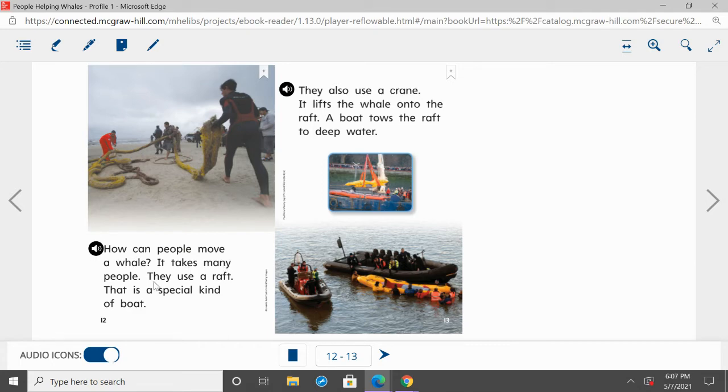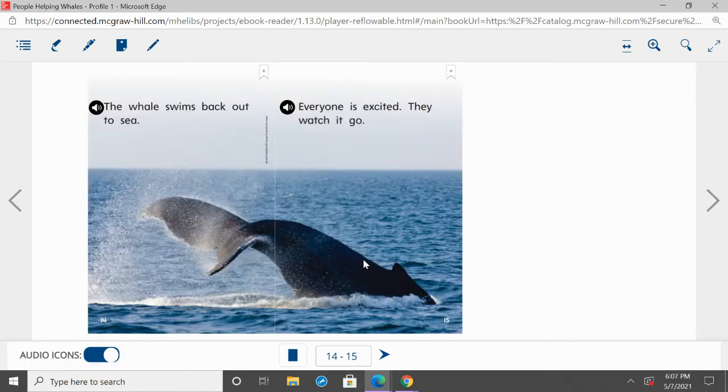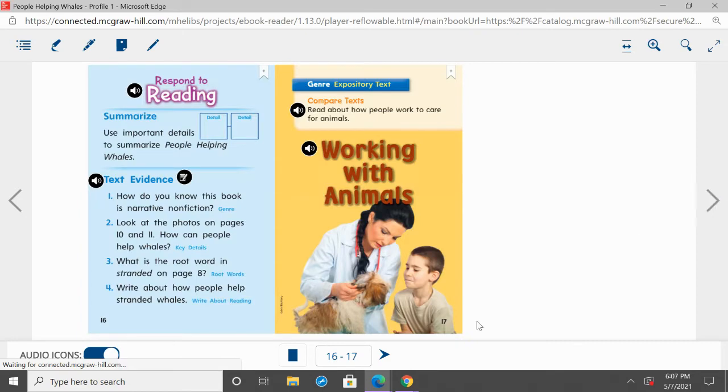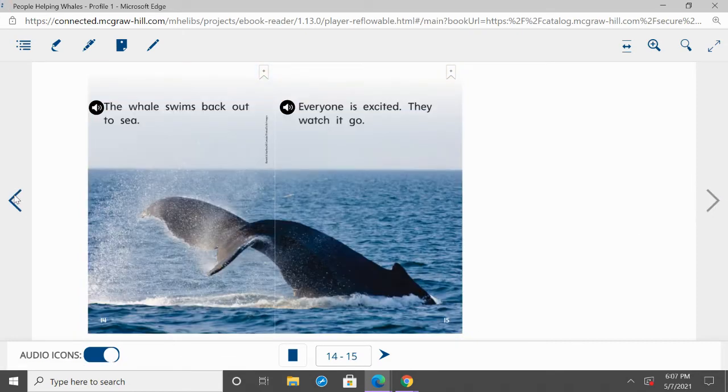How can people move a whale? It takes many people. They use a raft. That is a special kind of boat. They also use a crane. It lifts the whale onto the raft. A boat tows the raft to deep water. The whale swims back out to sea. Everyone is excited. They watch it go. All right, that is the end of our story.